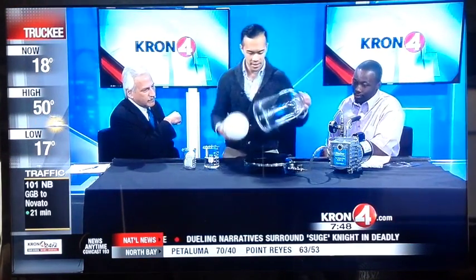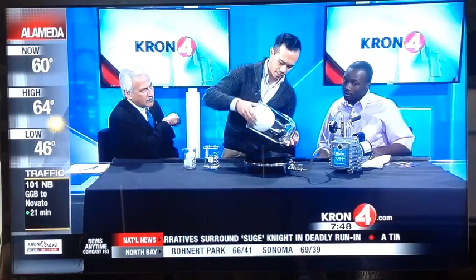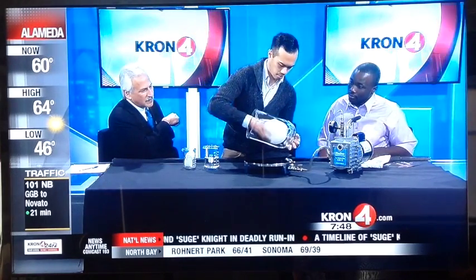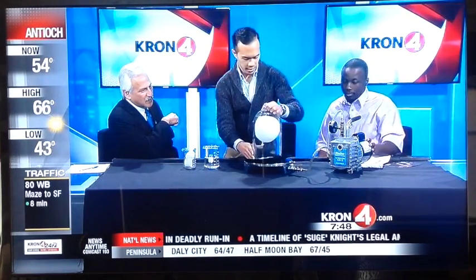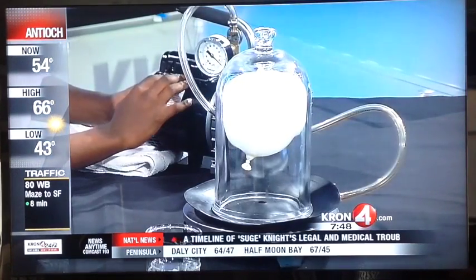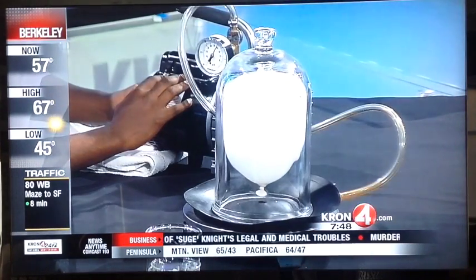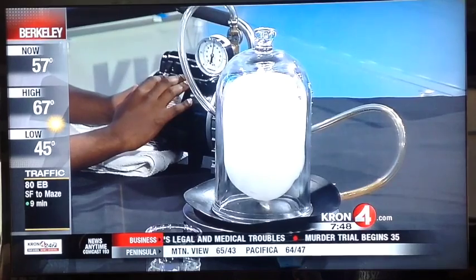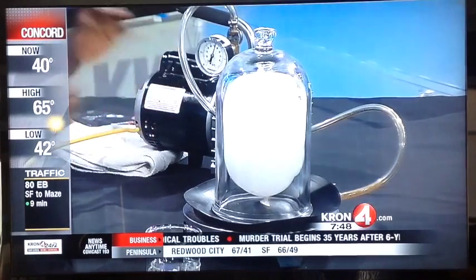Start with a balloon. Yeah, first thing we're going to put in there, we're going to stick it here at the top. And then you're going to fire up the generator. Look at that. Now, why did the balloon respond in that way?